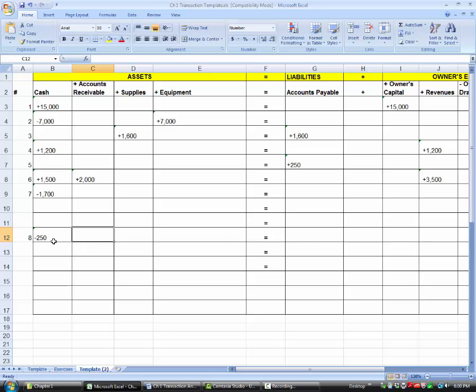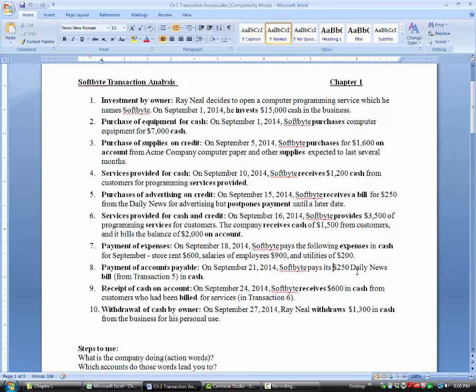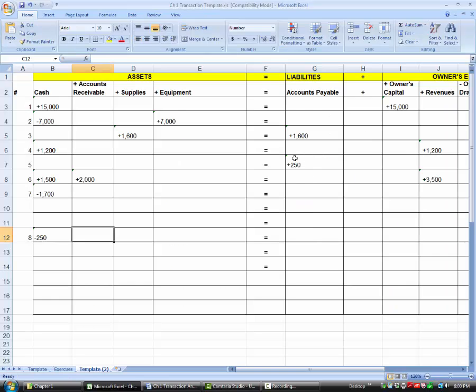So where does the other side of this go? Softbyte is paying its bill, which means that somehow it needs to reflect that it doesn't owe that money anymore. So when we go and look in the accounts payable column, we see that they are still reflecting that they owe that amount. So we will have to show that the amount has been paid by having a negative $250 amount in this column, so that you can see that these two amounts are going to zero out. So looking at transaction number 8, we have minus 250 in the cash column and minus 250 in accounts payable.